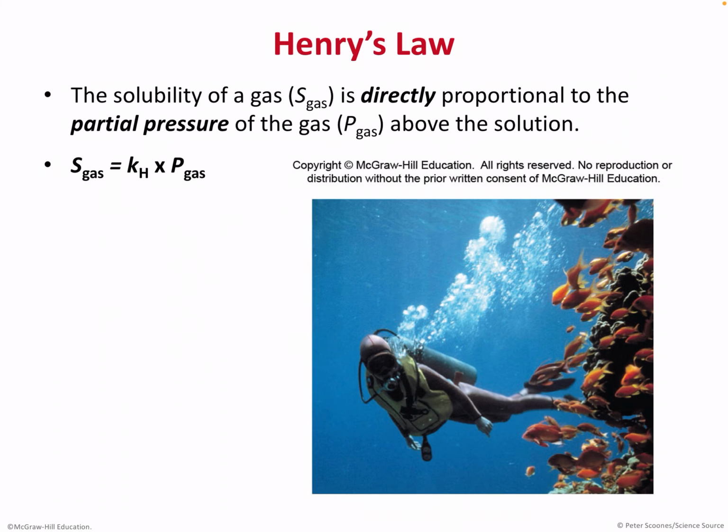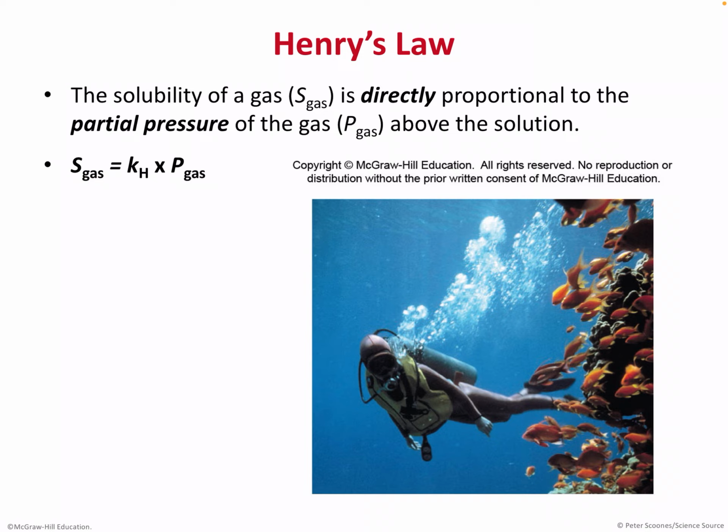We can do Henry's law. Henry's law tells us the solubility of a gas, given the term S gas, is directly proportional to the partial pressure of the gas above the solution. So if you want to find the solubility of a gas and you know the partial pressure of the gas, we can find it using this Henry's law equation. Here Kh is the Henry's law constant. It should be given to us in order for us to find the solubility of a gas.